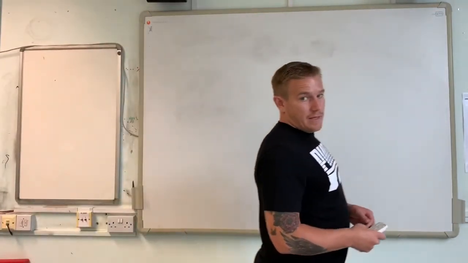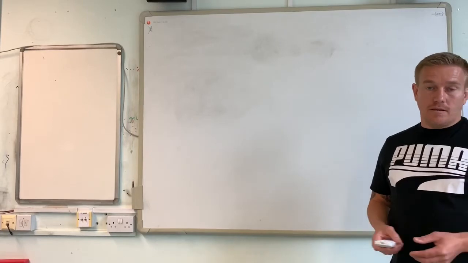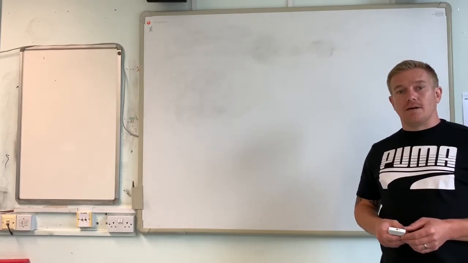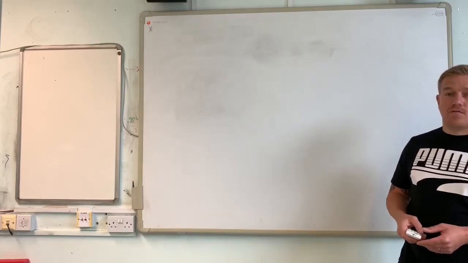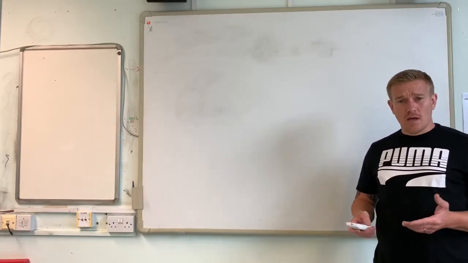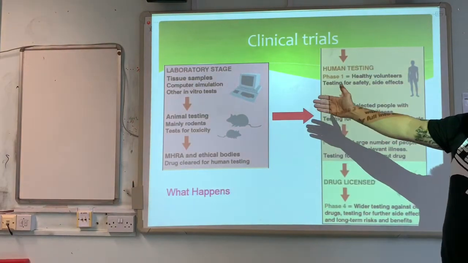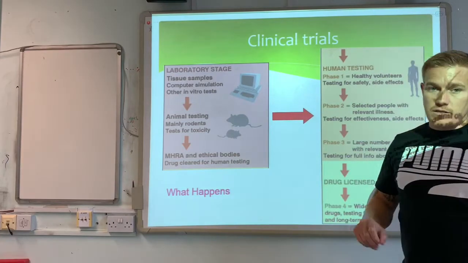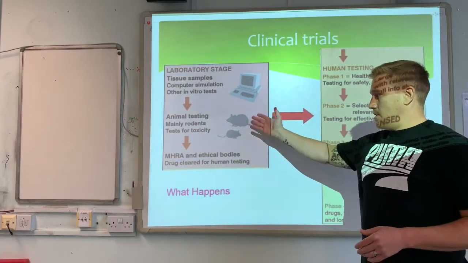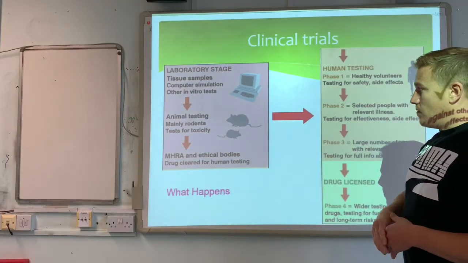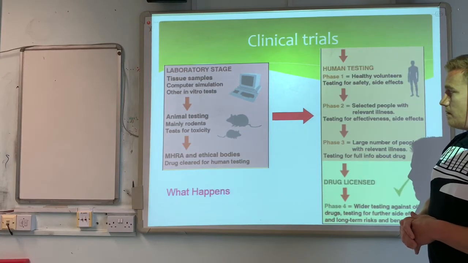So if we want to get these antibiotics or any kind of drug through the system into our public health system where we can actually give them out in pharmacies, they have to go through quite a serious amount of trials and cost millions of pounds to develop. As we can see here, we take out tissue samples at first, so there's no harm to anybody or anything. Often then we'll look at animal testing, and that will test for toxicity. That obviously has its ethical issues, which will be discussed on another part of this topic.